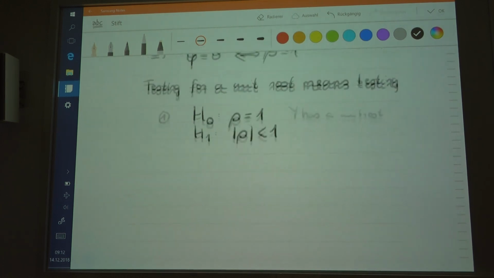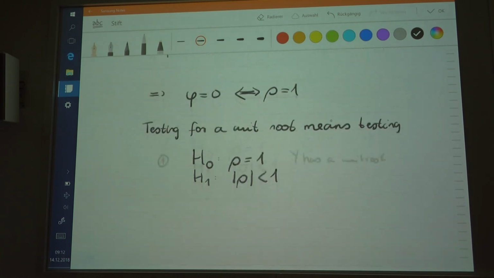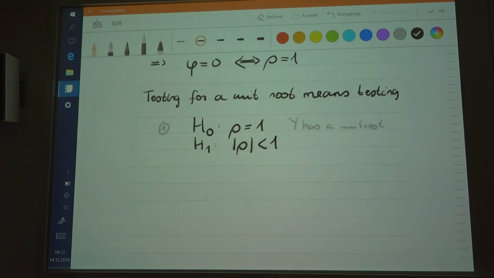In this setup, the process is stationary. So that's going to be the first part. Now the second part is basically similar.